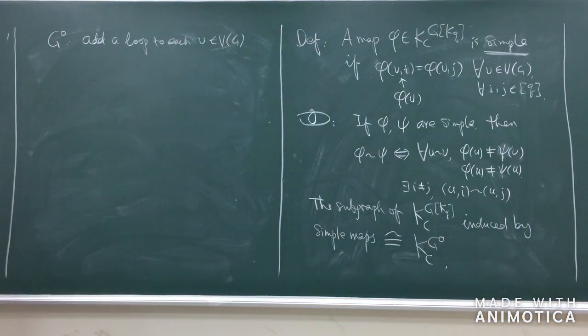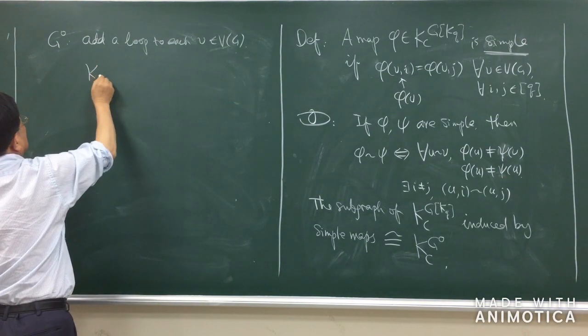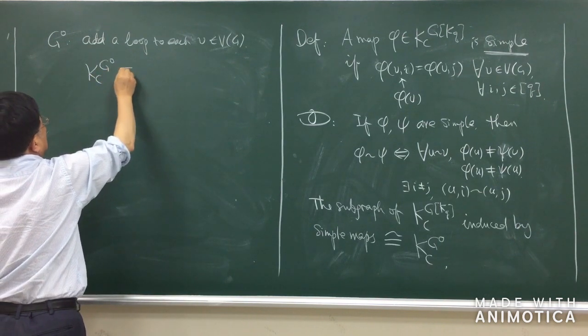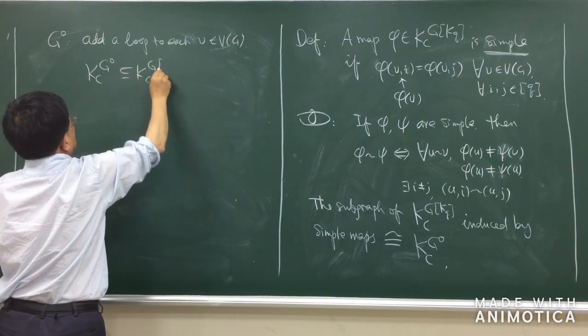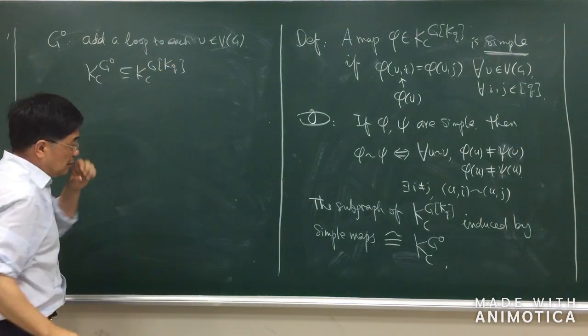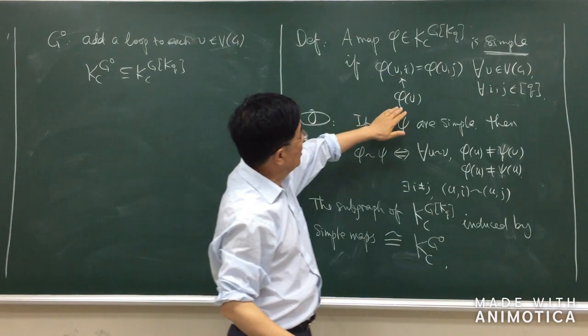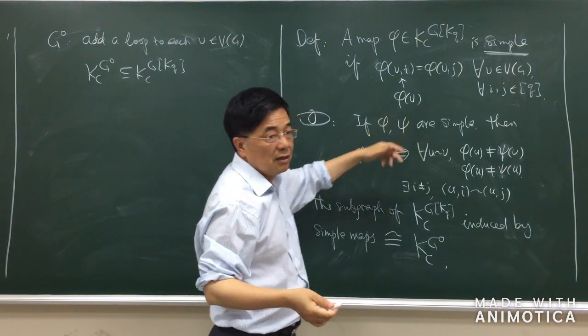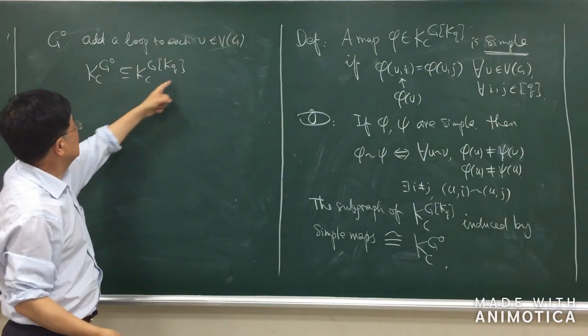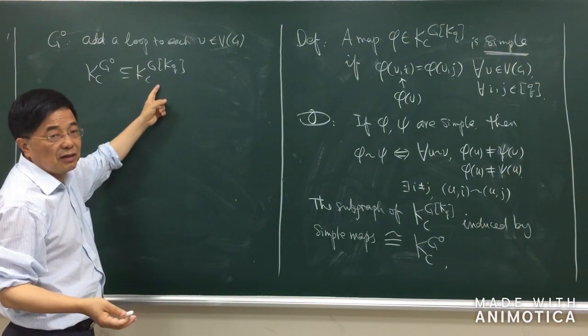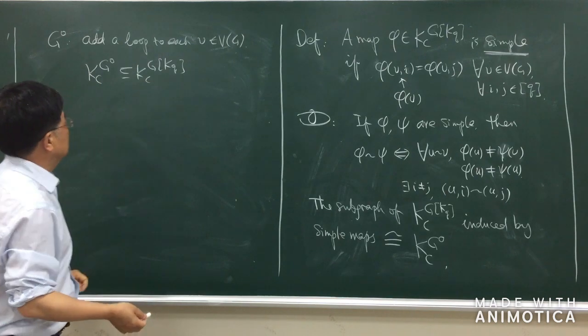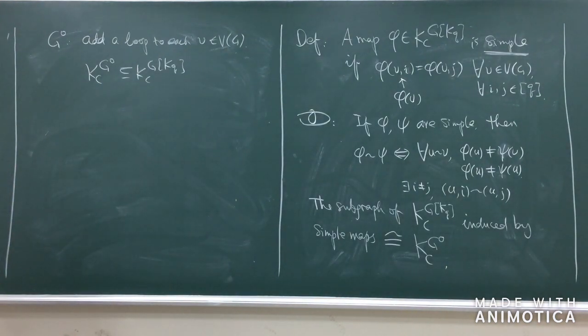So we'll think of K_C(G_0) as a subgraph of K_C(G) in this sense. We'll think of a map sending the vertices of G as a map in this graph. That means it's a simple map in this graph. So we think of this as a subgraph. It's an induced subgraph of this graph. Okay. So actually, what are we going to do? So let's look at this graph. What are the sizes of this graph?